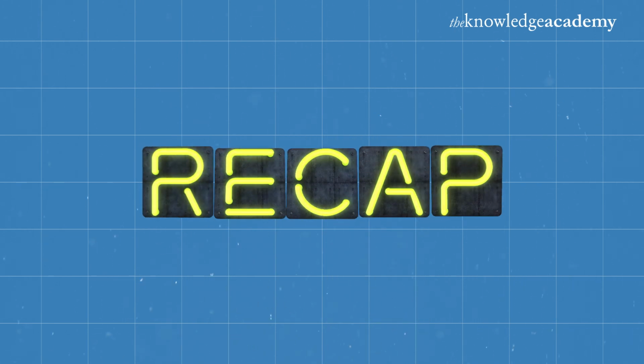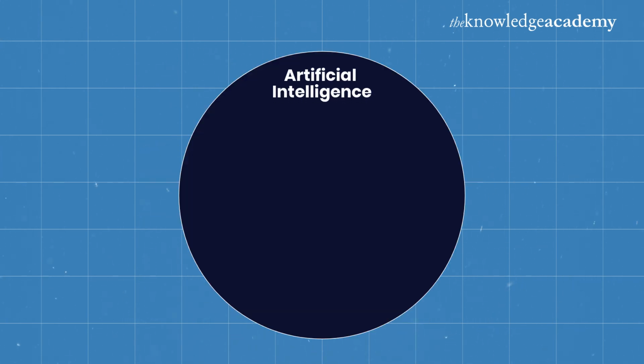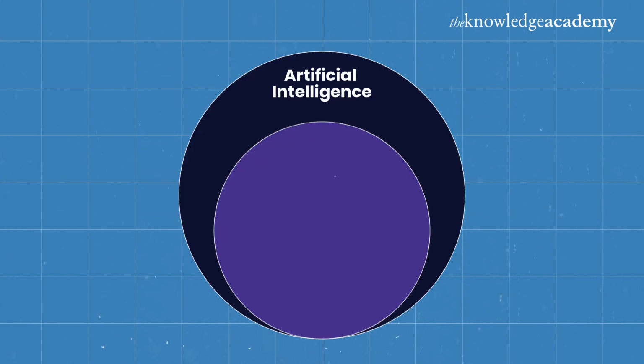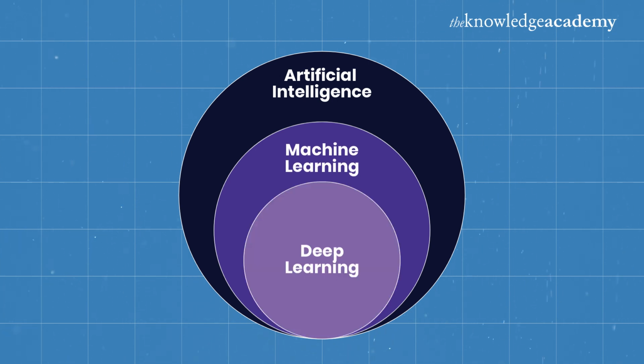So, to recap, artificial intelligence is the overarching field. Machine learning is a subset of AI focused on learning from data, and deep learning is a subset of machine learning that uses complex neural networks. Together, these technologies are transforming the world around us.